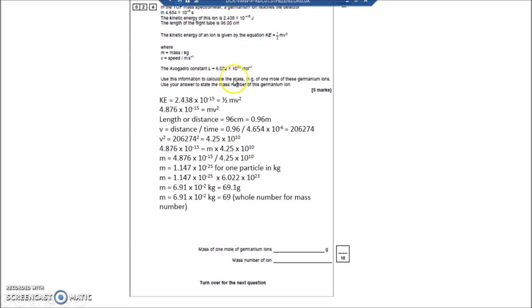Use the information to calculate the mass in grams of 1 mole of these germanium ions. Use your answer to state the mass number. So the mass numbers are always in whole numbers. So let's scale it up to 69, and that is your answer. If it's a plus ion, it's lost an electron during electron impact, and an electron has a negligible mass, so it's not going to change that number by very much. So 69 as a whole number.